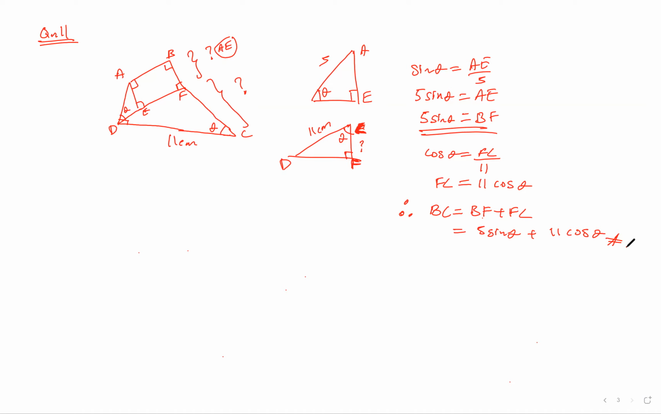Explain why the perimeter P of the quadrilateral is given by this expression. 1, 2, 3, 4. They are taking the whole quadrilateral. So you already know what BC is. Do you know what AB is? You need to know what AB is. That's something that you need to find.